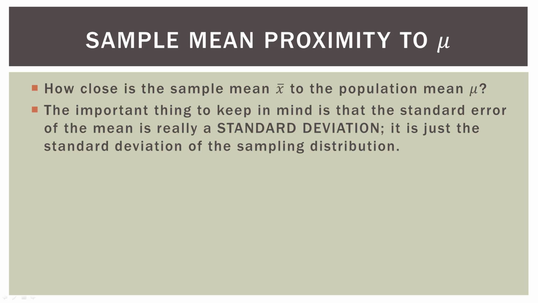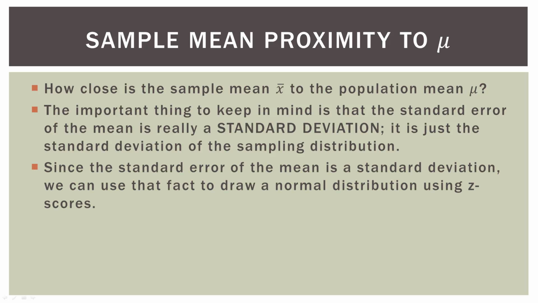Now the important thing to keep in mind, as I said before, is that the standard error of the mean is really a standard deviation. It's just the standard deviation of the sampling distribution. So again, taking many samples, we put those sample means into their own distribution, and then the standard error of the mean is the standard deviation of that distribution.